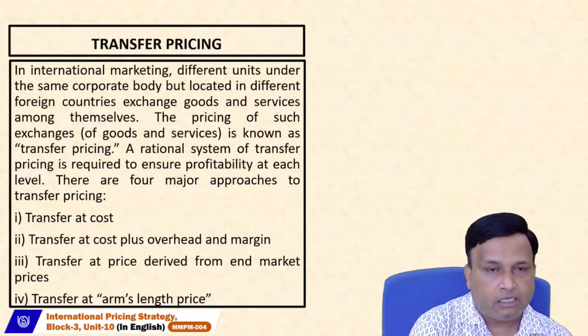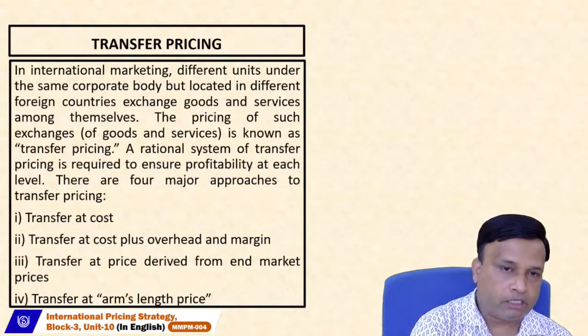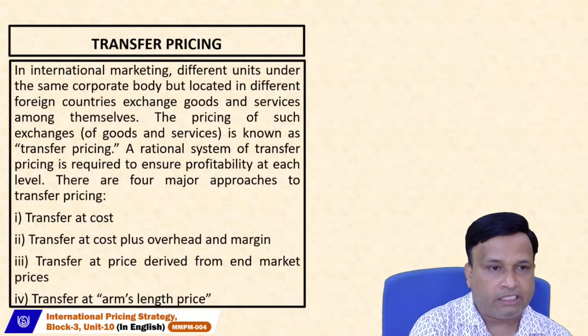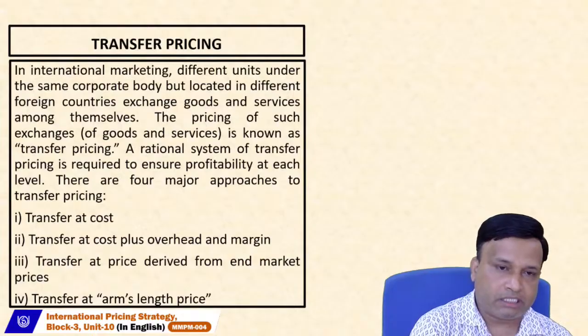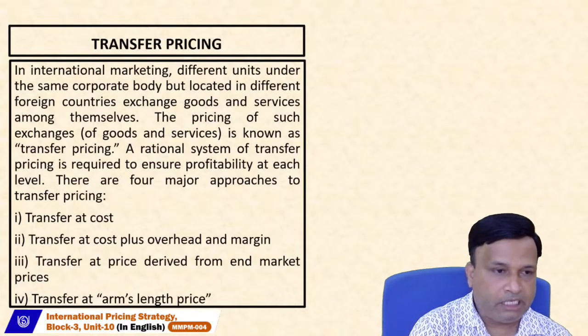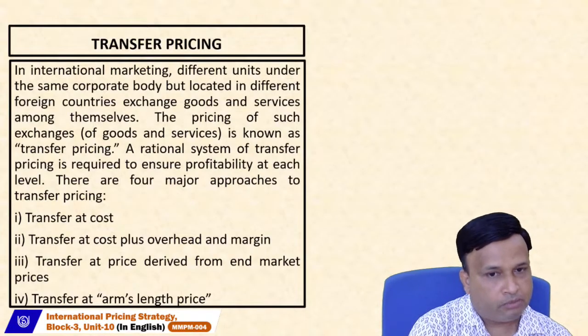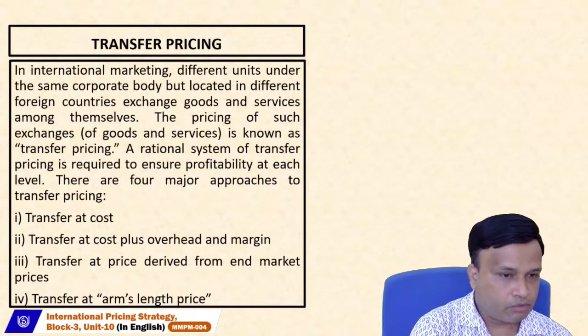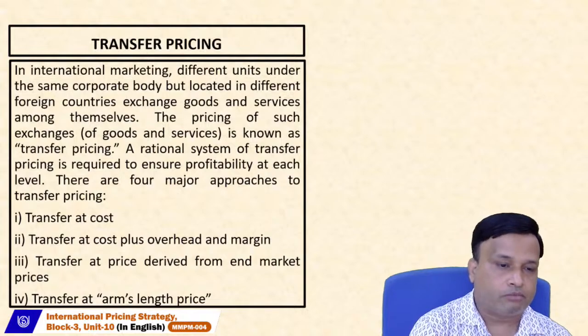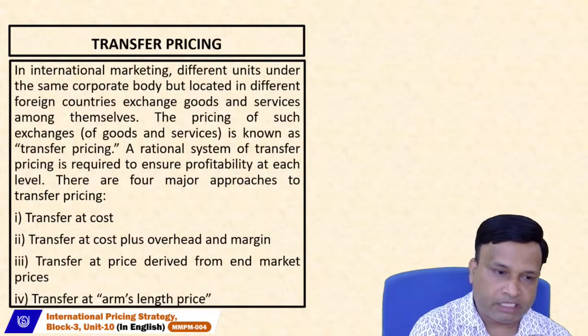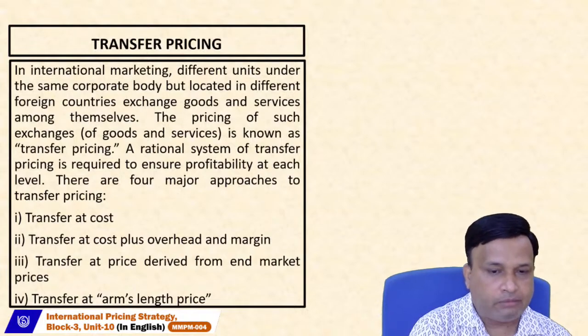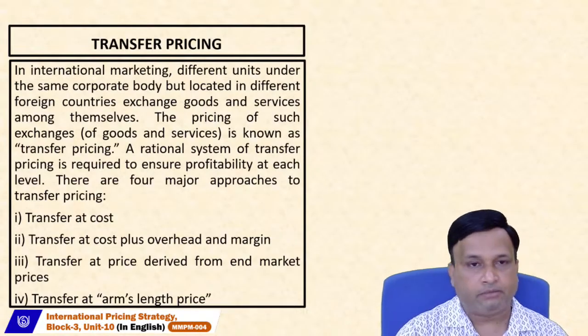If your corporate bodies are located in different foreign countries and exchange goods and services among themselves, the pricing of such exchange is known as transfer pricing. A rational system of transfer pricing is required to ensure profitability at each level. There are four approaches to transfer pricing: transfer at cost, transfer at cost plus overhead and margins, transfer at price derived from end markets, and transfer at arm's length price.